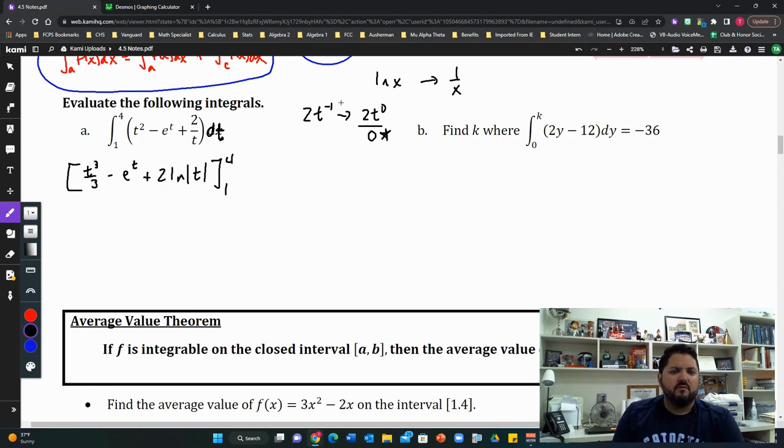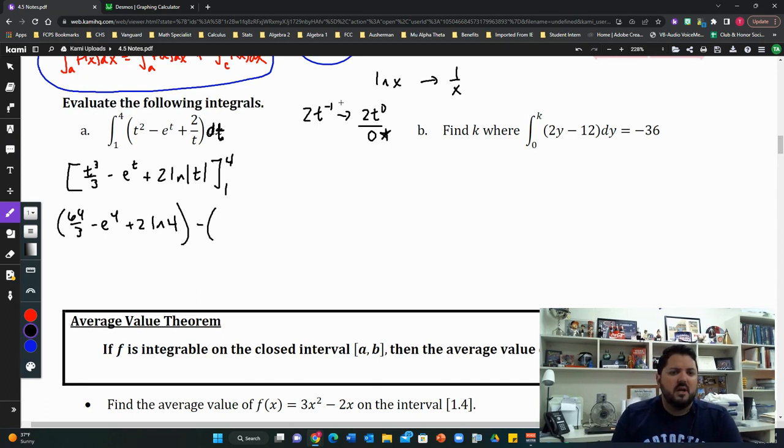And then we're going to go from 1 to 4. So plugging 4 in, this would become 64 thirds minus e to the 4th plus 2 natural logs of 4. Now, once I evaluate it and I plug a value in, the absolute value bars can be dropped if they're not necessary. So if we plug a positive in, it's fine. If we plug a negative in, we change it to a positive, and then those bars drop out. But when we're writing the generic version with variables, we have to keep those absolute value bars in there.